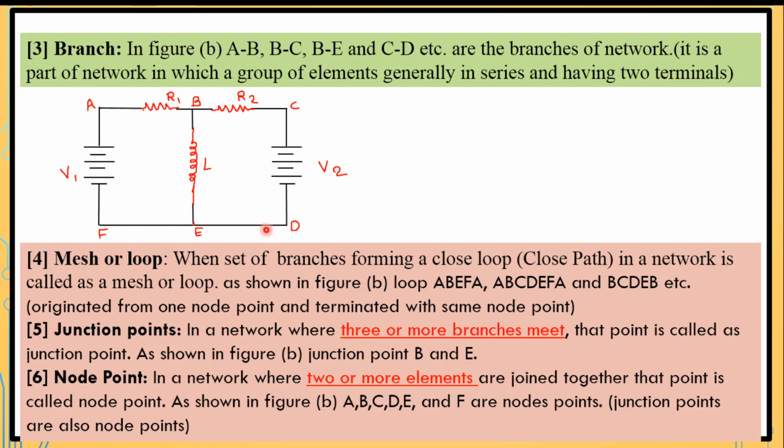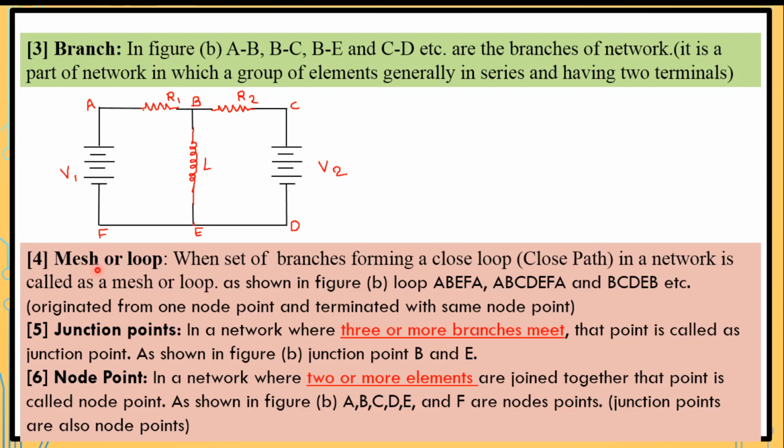This FE, ED are the branches of the network. A branch is a part of a network in which a group of elements, generally in series, having two terminals, is called a branch. So AB, BC, BE, CD, EF, ED, AF are the branches.